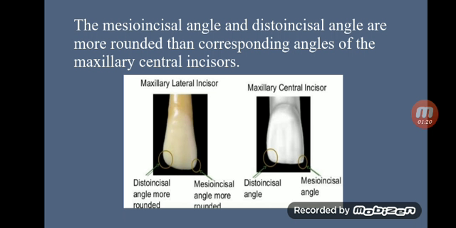The mesio-incisal angle and the disto-incisal angle are more rounded than the corresponding angles of the maxillary central incisor. Here in the picture you can see both the maxillary lateral incisor and the maxillary central incisor, and the disto-incisal and mesio-incisal angles are more rounded in the maxillary lateral incisor.